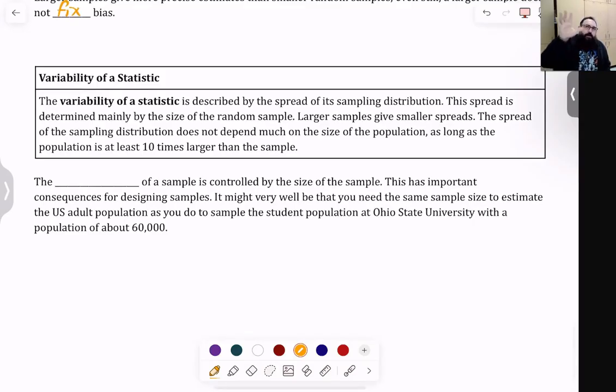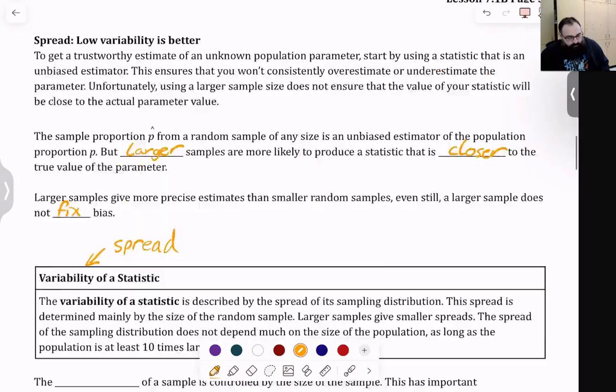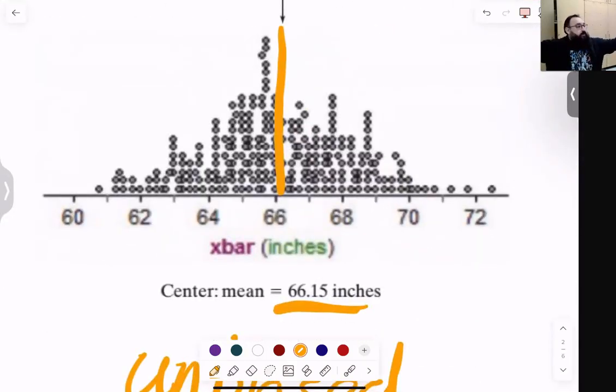So we've talked about this, and so we're going to define this phrase variability. This is another way of saying spread. And I'm going to explain this really well in a second. But the variability of the statistic is described by the spread of its sampling distribution. So, looking here, would you consider this fairly spread out? So it has a high variability. Now, is it centered in the correct spot? Yeah, it's centered at the actual true mean, so it's not biased, but it's fairly spread out. Okay?